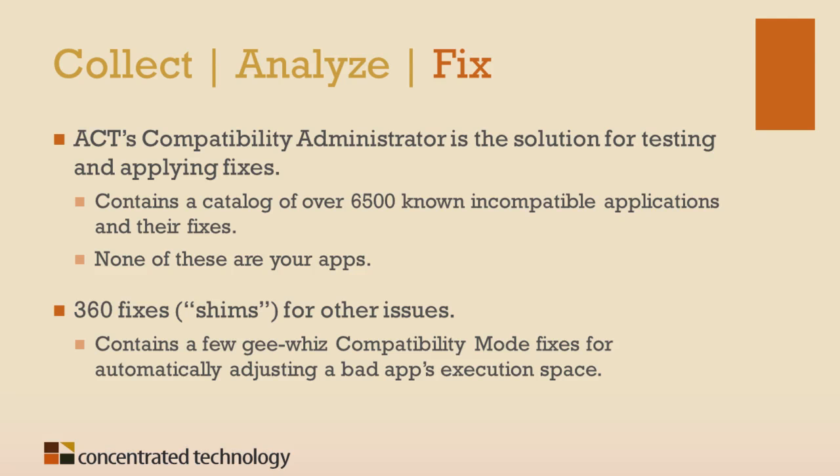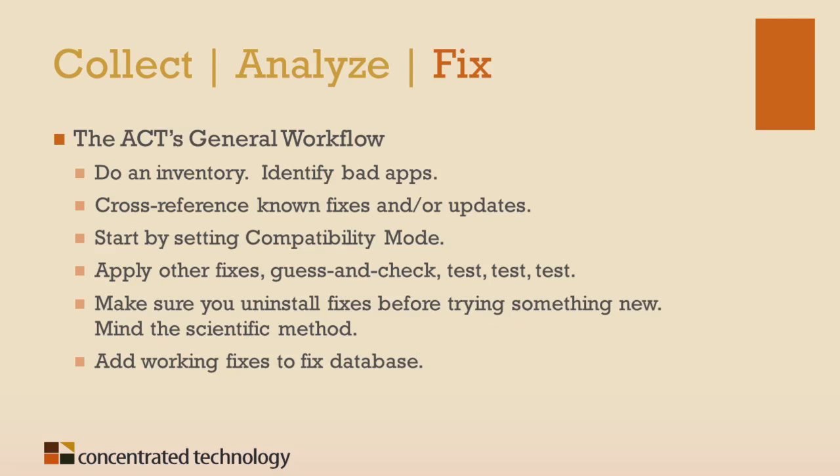The shim may say, redirect file call, redirect registry call, pretend that you are Windows XP. Any of these shims that are out there. And so there are 360 of them that you can insert between the application and the operating system to identify, well, okay, this fix needs to be associated with this app, and so when it executes, run in this execution space.